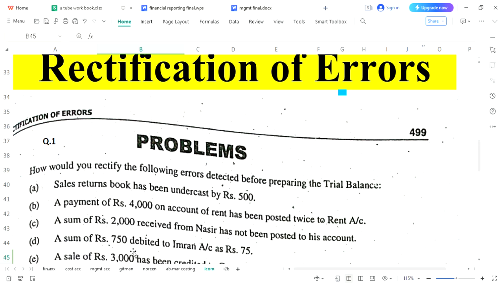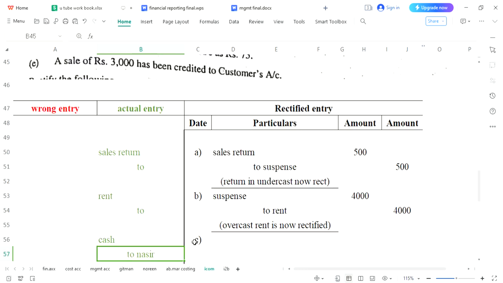Let's see what happened. A sum of rupees 2000 received from Nasir. So Nasir was supposed to be written on credit. Has not posted to his. Please underline this word his. His is used for human being. That means not posted to his, not posted to Nasir account. So this was your original entry and he is saying Nasir account has not been written.